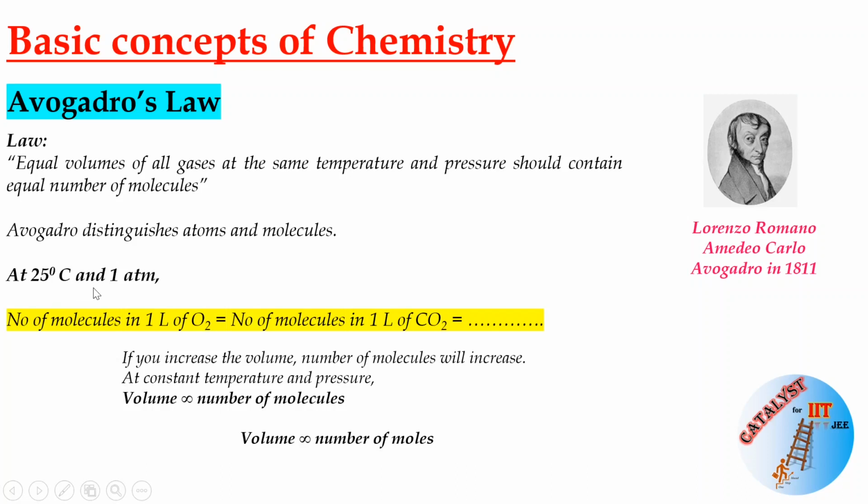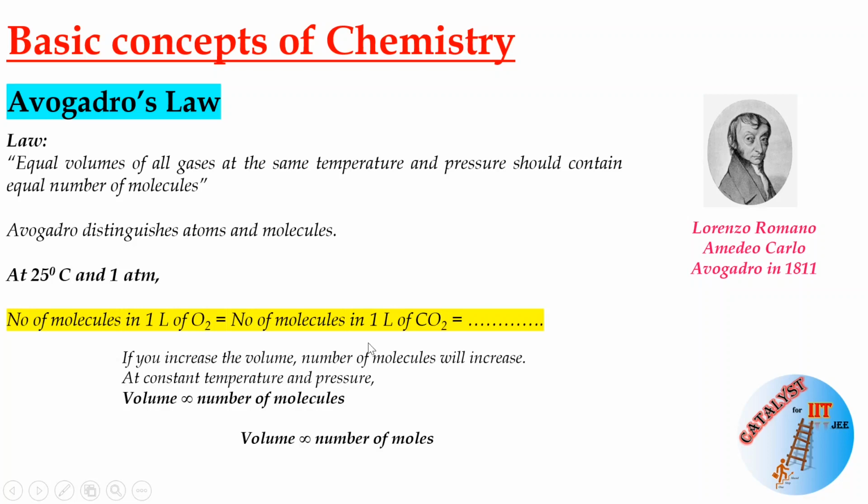At 25 degrees centigrade and 1 atm, which means you are keeping the temperature and pressure constant, if you calculate the number of molecules in 1 liter of oxygen at this constant temperature and pressure, it is going to be exactly equal to the number of molecules in 1 liter of carbon dioxide, because you are not changing the volume. Now if you change the volume, what will happen?